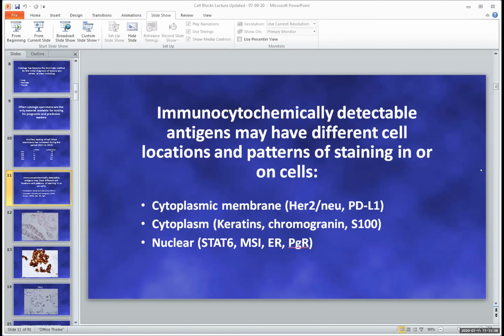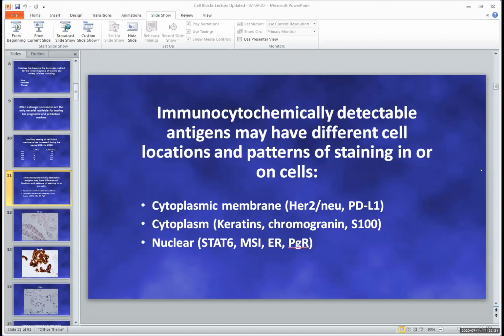Similarly, certain antigens occur within the cytoplasm. The keratins are a good example of this, but also chromogranin and S100 protein are cytoplasmic antigens. So don't look for nuclear staining as helpful. It's really just the staining that's in the cytoplasm that's useful for interpretation.